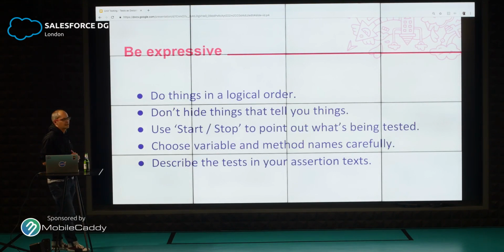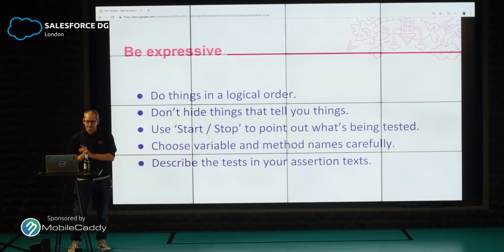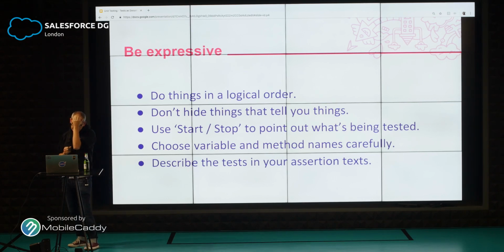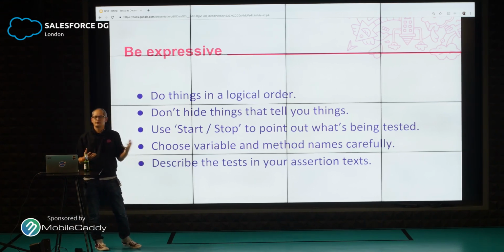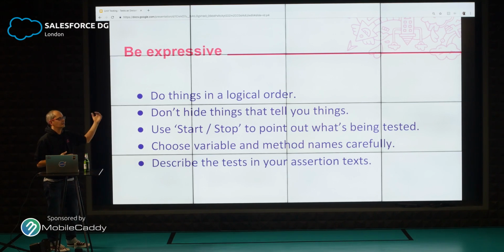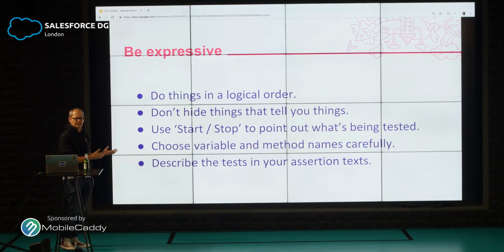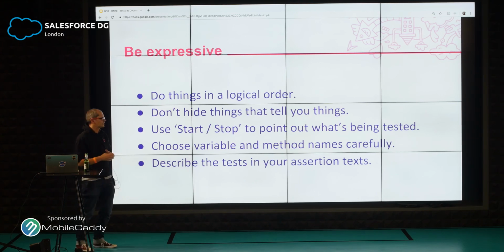So the first step towards making our tests a little bit more readable, I would say the first thing is to make your tests expressive. And when I say expressive, I mean that we want to make sure that we do things in a logical order. This is the same as we would do with any other piece of code. You generally would not, I hope, create a variable a long way away from where you use it. You wouldn't name a contact C. Surely you would give it some kind of name, some kind of context for what it is.